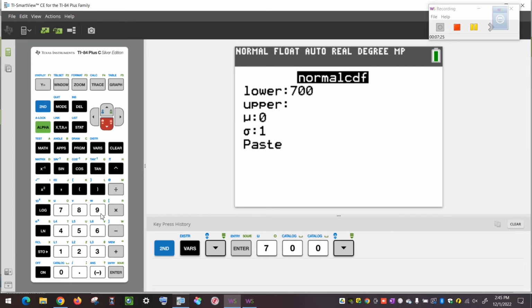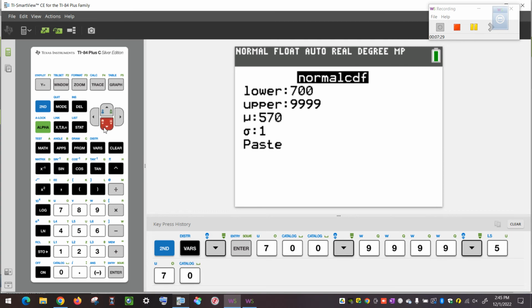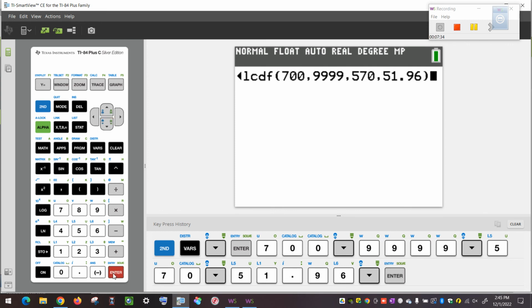If your calculator gives you the prompts for the inputs, that's super nice. However, if not, that's okay. You do just have to remember the order that you're going to type the numbers in. It's still going to look like this. We should still get the same answer.